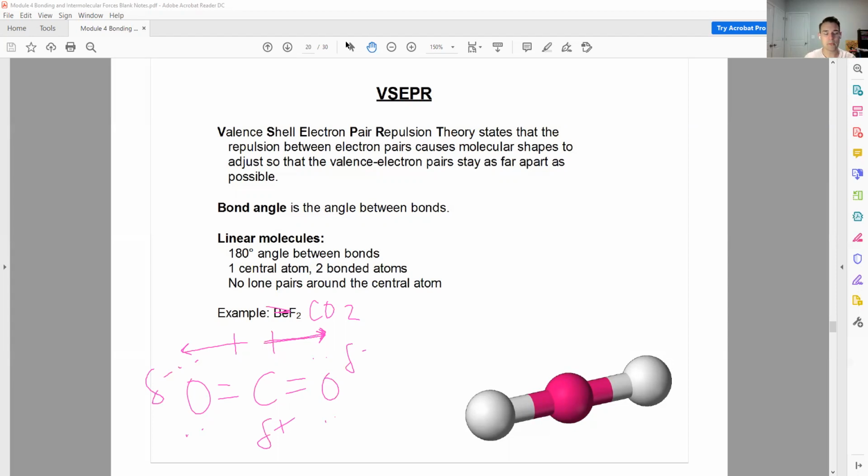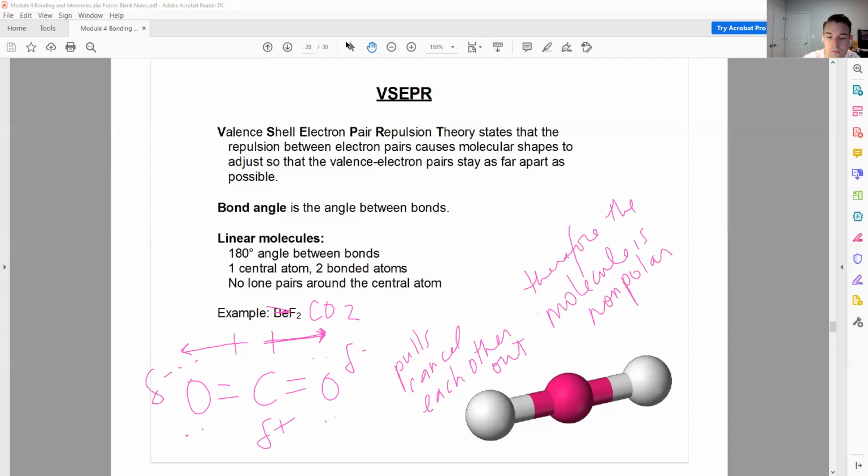But what ends up happening is it's like a tug of war. If I get pulled in that direction and in that direction with the same force, these pulls cancel each other out. And therefore, the molecule is nonpolar. So if the poles are in opposite directions with equal force, they're going to cancel each other out and make the molecule nonpolar.